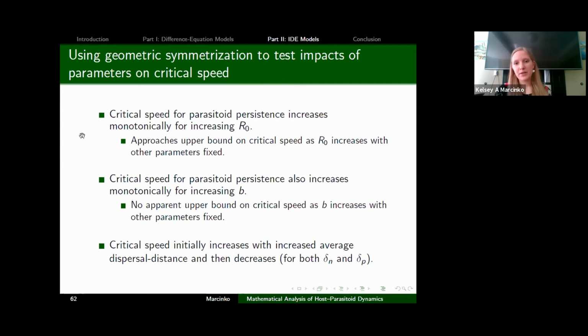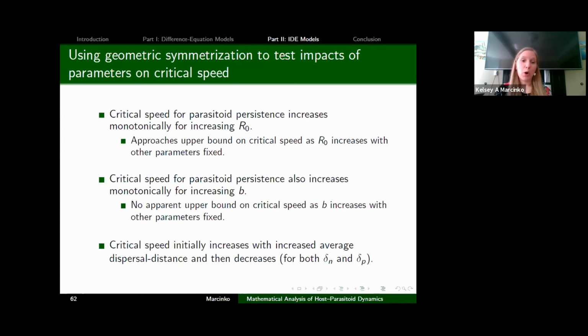The critical speed for parasitoid persistence increases monotonically as we increase the net reproductive rate for the host. However, there is an upper bound on how much increase there can be, and so continuing to increase R is no longer effective past a certain point. The critical speed for the parasitoid persistence also increases monotonically as we increase the non-dimensionalized clutch size. From what I can tell, there's no apparent upper bound on the critical speed as we continue to increase B.